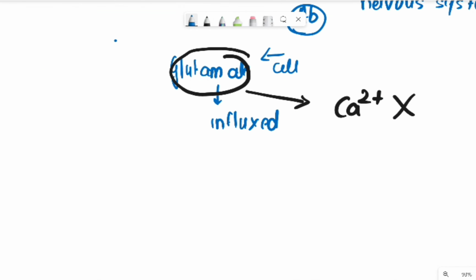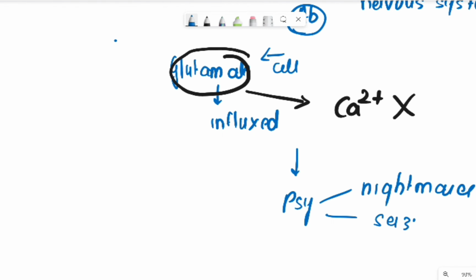So, the patient mainly presents with psychiatric symptoms like nightmares, and also they can present with seizures or psychotic episodes. If this occurs in adults, they most commonly present with psychiatric manifestations or psychotic breakdowns. And if it occurs in children, it mainly presents with seizures.